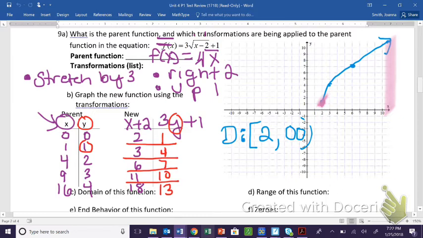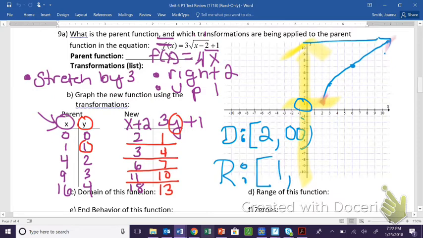Okay? Now, with my y values, what am I going to do? Well, I'm going to take my y values and look on my y-axis. Remember, the y-axis, you read from the bottom to the top. So, what's my smallest y value? Well, that's at 1. So my range is going to start at 1. And then where's it going? It's going to positive infinity as well. Okay? That's what we have.